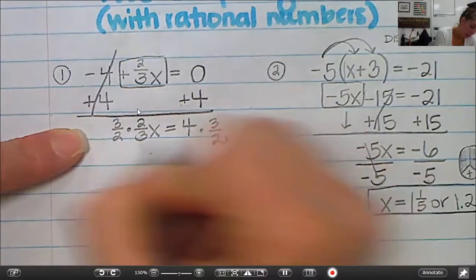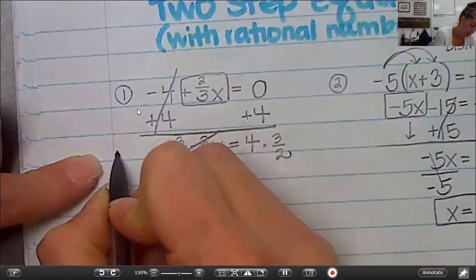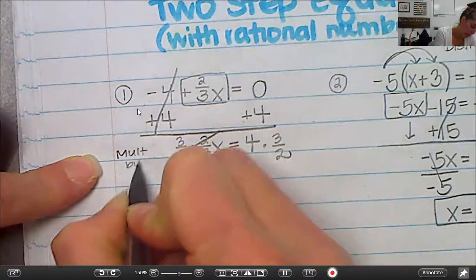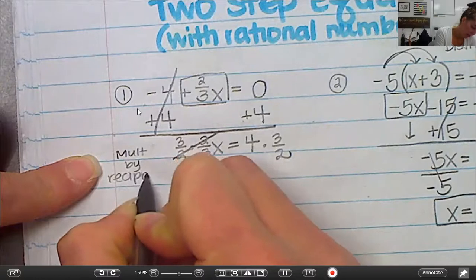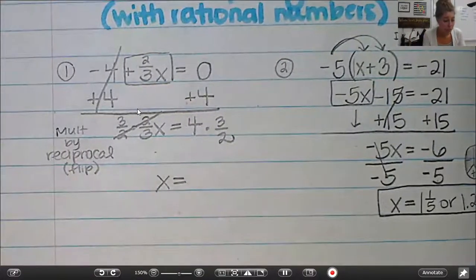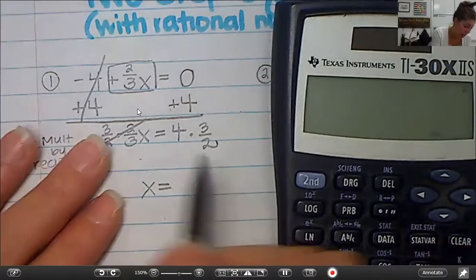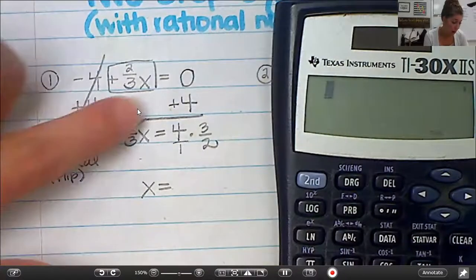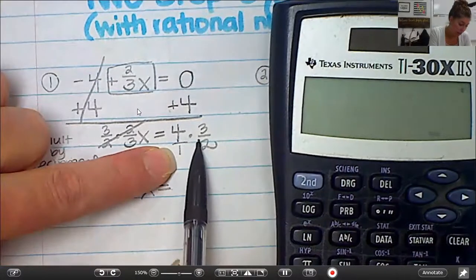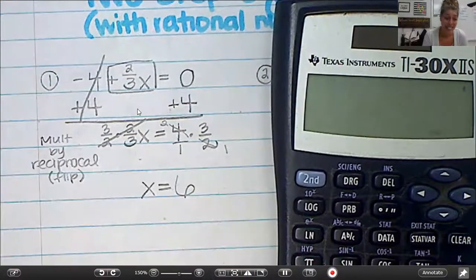It's 3 halves. Multiply by reciprocal, or the flip. Okay. So now I need to do 4 times 3 halves. Now I'm going to show you 2 different ways you can do that. And then that's going to be the last time I show you. You guys know how to work your calculators by now. By hand, I'm going to go ahead and put that over 1. I'm going to cross cancel and multiply straight across. I get x equals 6.